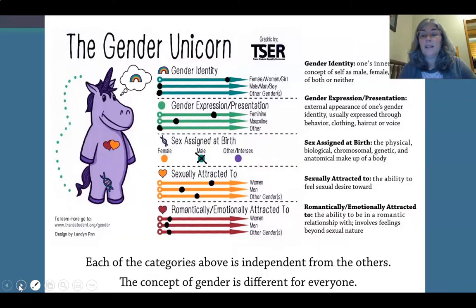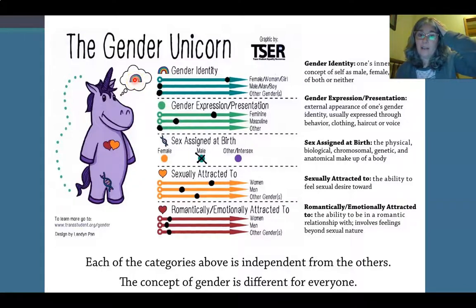Okay, so let's take a look. They were talking about the gingerbread person. I've got the gender unicorn. We saw the gingerbread one earlier. So, gender unicorn. Again, gender identity is up here in your head, your mental schema, your psychological perspective on who you are and what gender you are. Gender expression is how you present yourself to the outside world. Then we have sex down here, which is your external genitalia. Then we have here who you're sexually attracted to in the heart, and also who you're romantically or emotionally attracted to. And the idea is that each of these categories is independent from the others.